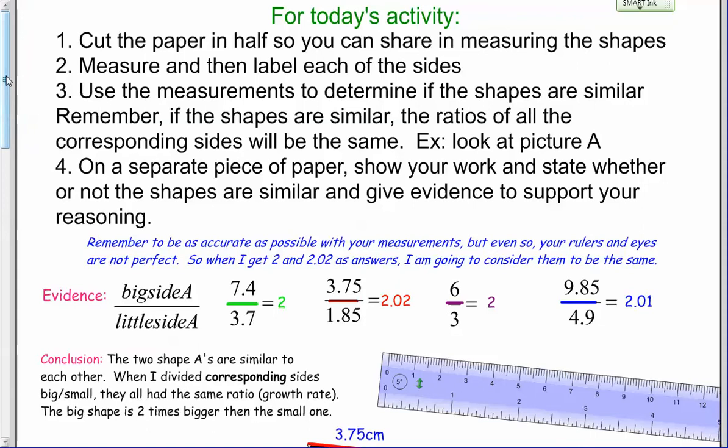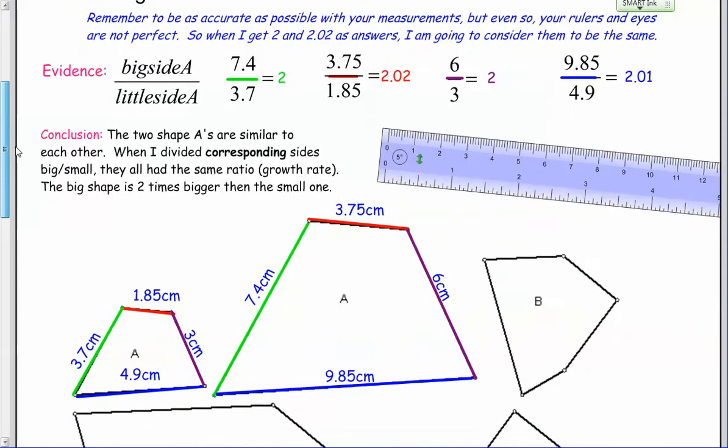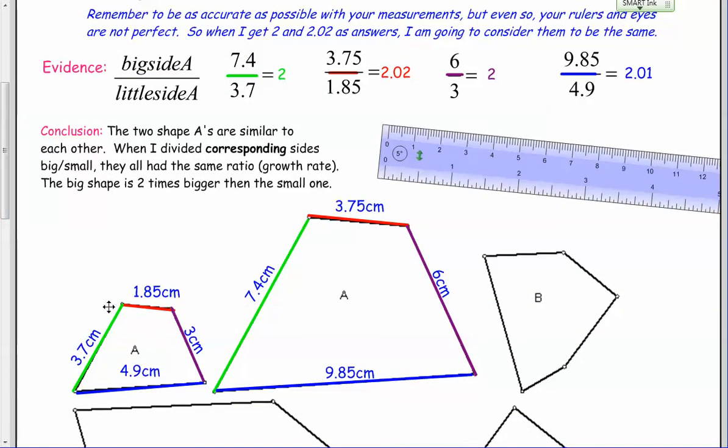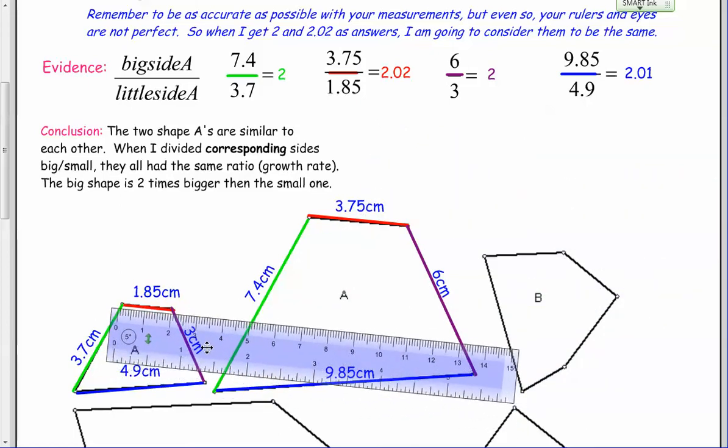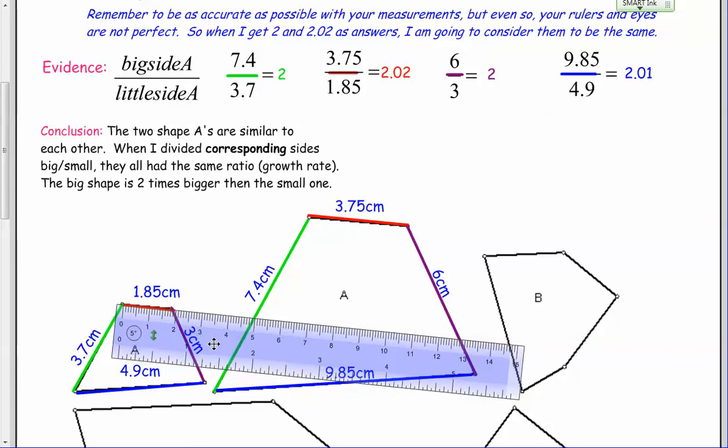So here's what I want you guys to do. Taking a look at shape A, you're going to go through and measure all the sides on little shape A. And then you're going to go through and measure all the sides on big shape A. I highly recommend using centimeters on your rulers, and I really want you guys to be as accurate as possible with your measurements. So when you take your ruler and you come over here to measure, let's say the red side, make sure you line it up right there in the middle of that little circle, and you measure all the way over to the middle of that other little circle.